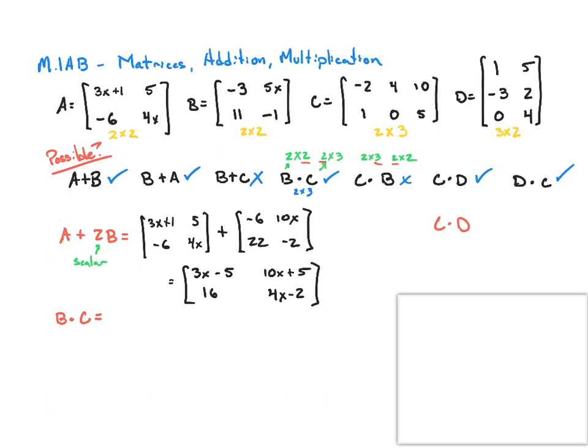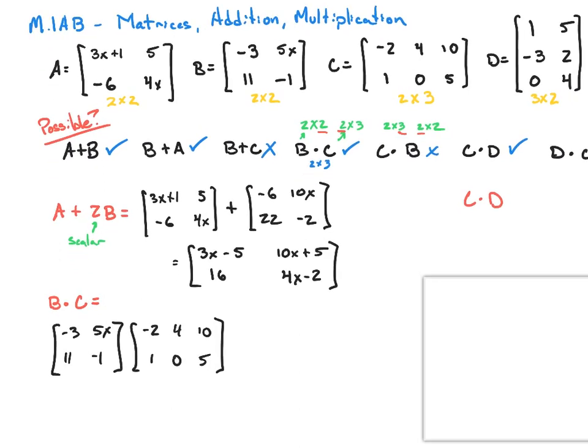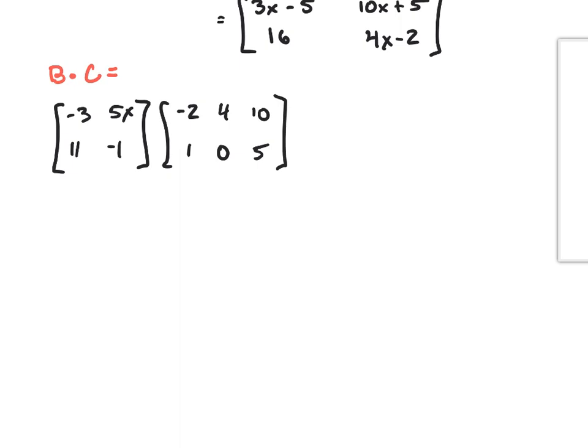All right, now let's do matrix B times C. This is going to take a little bit more work for us. And so matrix B is going to be negative 3, 5x, 11, and negative 1. Matrix C is negative 2, 4, 10, 1, 0, and 5. All right, so as we take a look at this, I'm going to zoom in here because we're going to need to pay attention to our space that we're using.